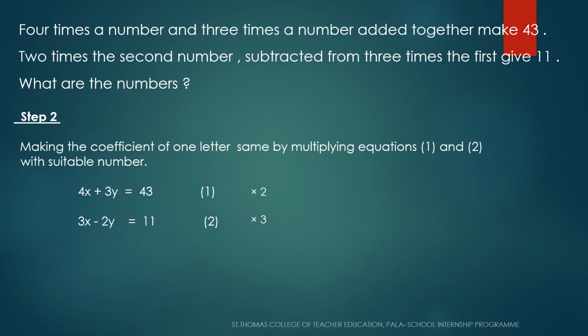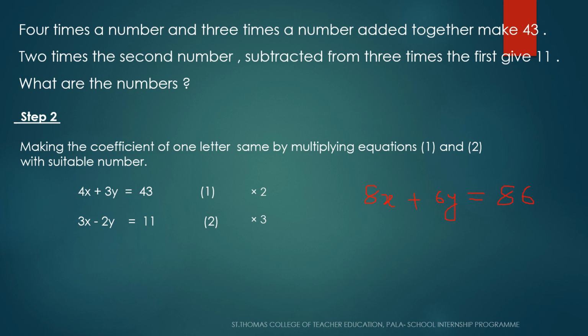Okay, let's see. So, I'm going to multiply equation 1 with 2. And what is the first one? 4x into 2 is 8x. You have to do this with me. And 3y into 2 is 6y. And that is equal to, what is 43 into 2? Tell me. It's 86. Good.